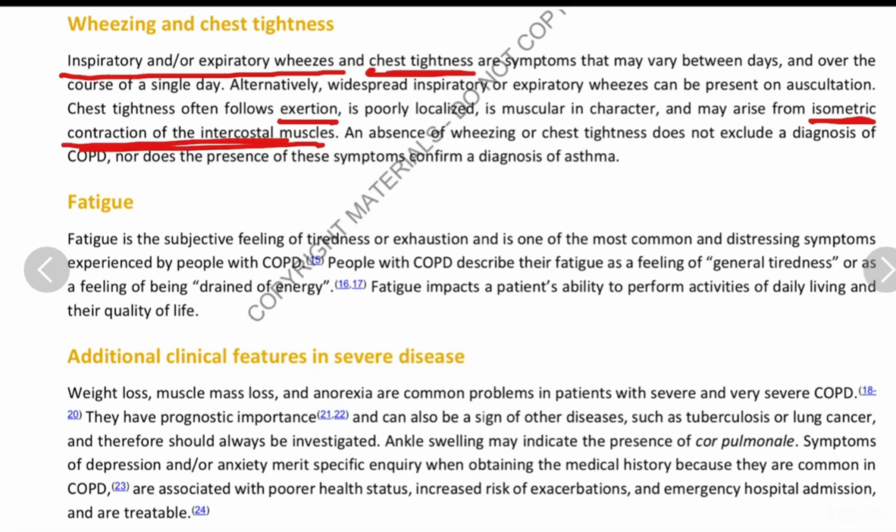An absence of wheeze or chest tightness does not exclude the diagnosis of COPD. So it is not necessary for chest tightness or wheeze to be present.